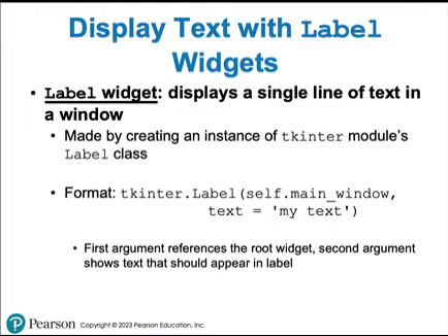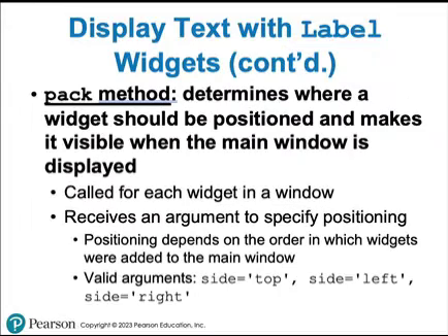We display text with label widgets. Here's an example. You call the Label class of tkinter, you pass it the main window, and then you say, I would like the text to be, in this case, My Text. So that first object is referred to as the root widget, which is the main all-encompassing window of your GUI. There is a pack method that determines where a widget should be positioned, which I guess is really presented on the screen.